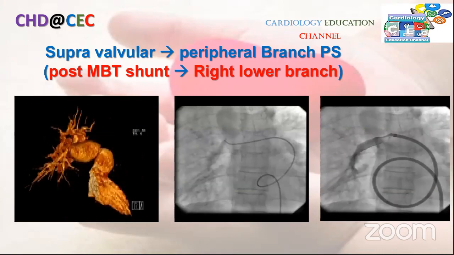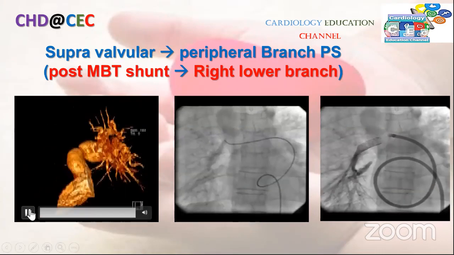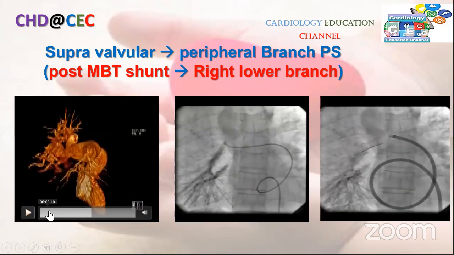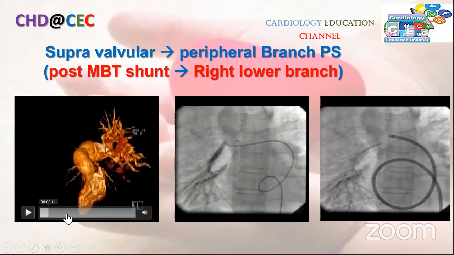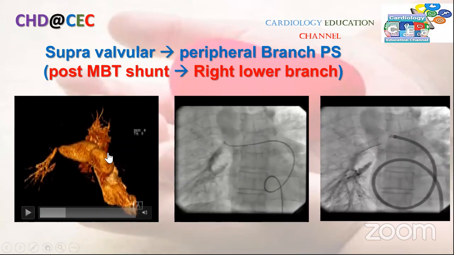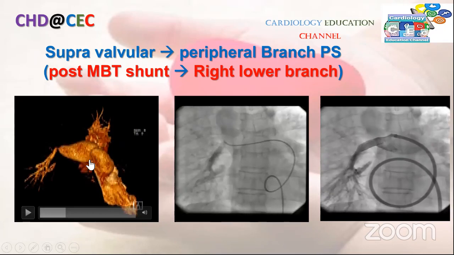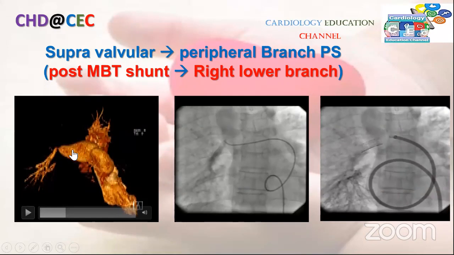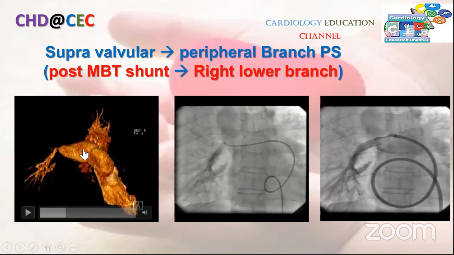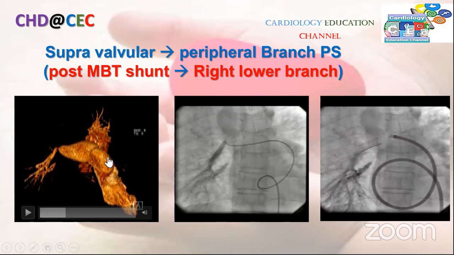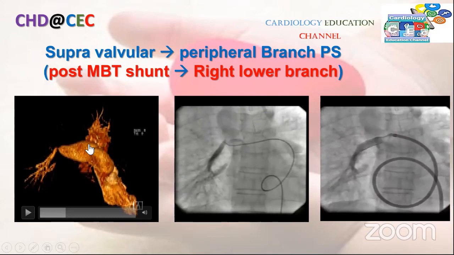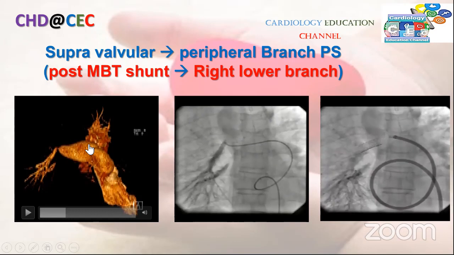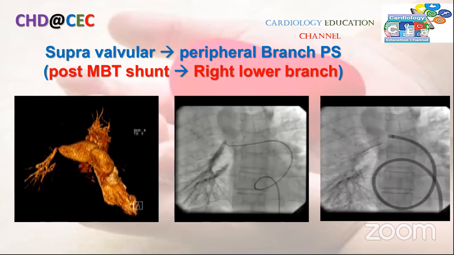This is another example of post-surgical complication. This patient is an adult patient having a palliative BT shunt on the right side. This BT shunt thrombosed with time. It was done early in age. This patient is not a candidate for total repair, so we need to give him some palliative option to improve his lung perfusion and saturation.